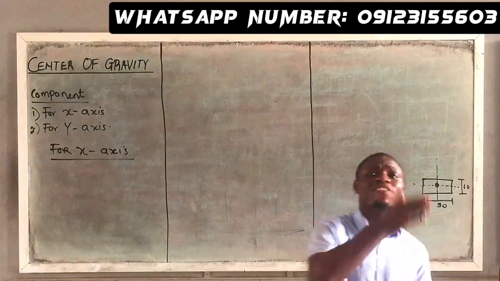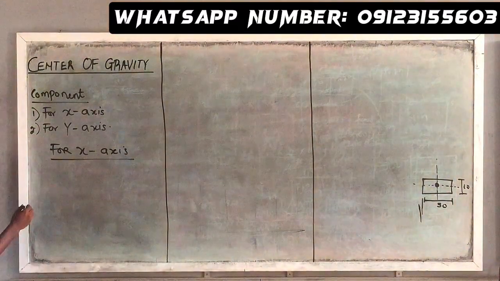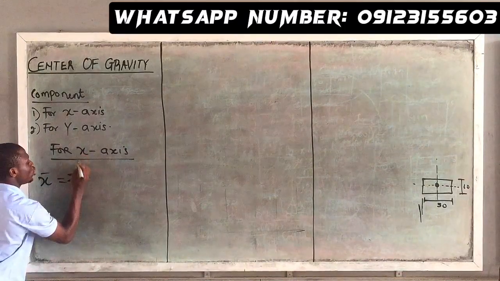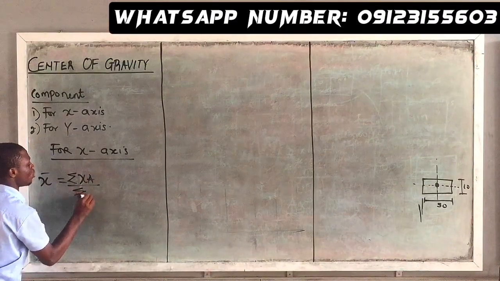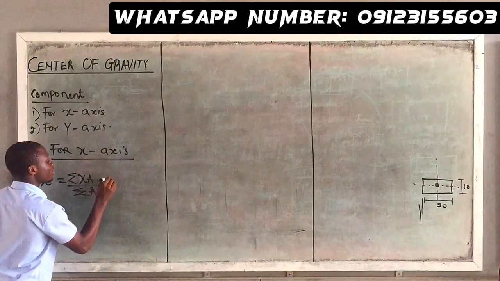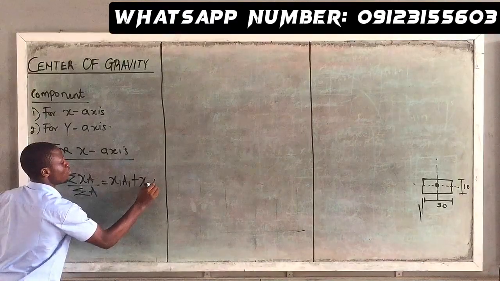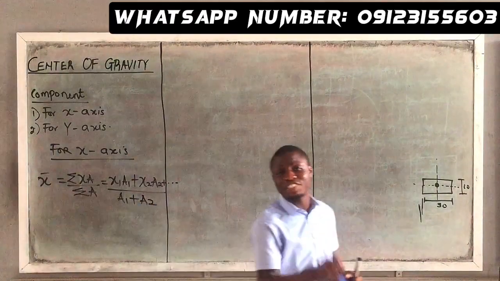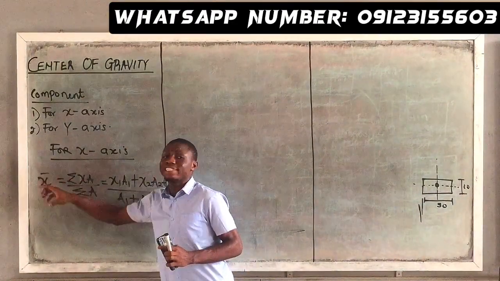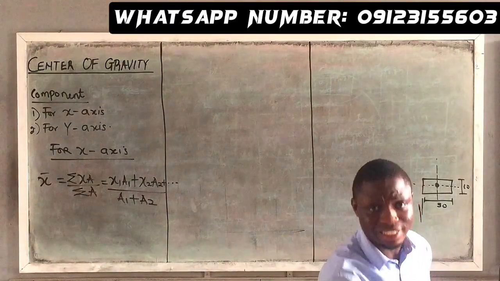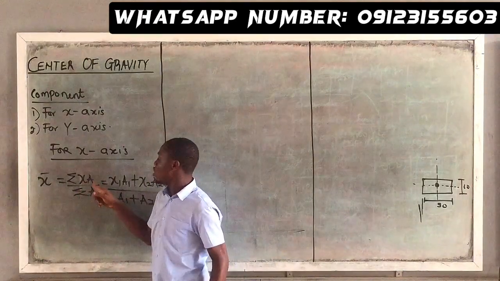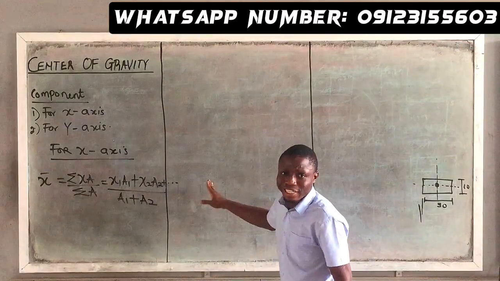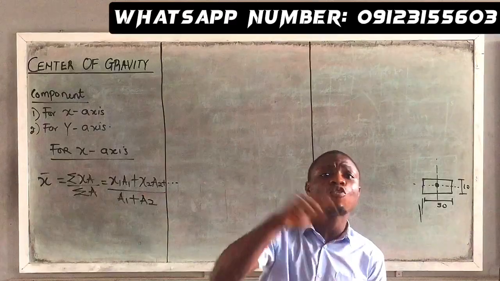So what's the formula guiding the center of gravity along x-axis? The center of gravity along x-axis is x bar, which is equal to the summation of xa over summation of a. This summation of xa becomes x1 a1 plus x2 a2 plus it continues, all over a1 plus a2. x bar is simply the symbol representing center of gravity along x-axis. So in other words, this becomes summation of xa over summation of a. And summation of xa becomes x1 a1 plus x2 a2 plus x3 a3 plus x4 a4. It continues that way, depending on the number of components you have.